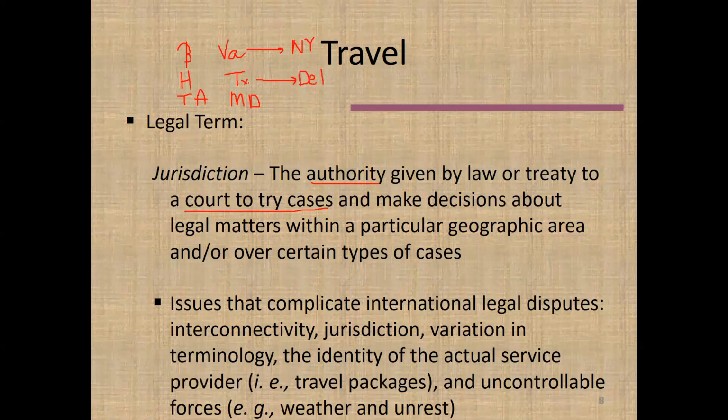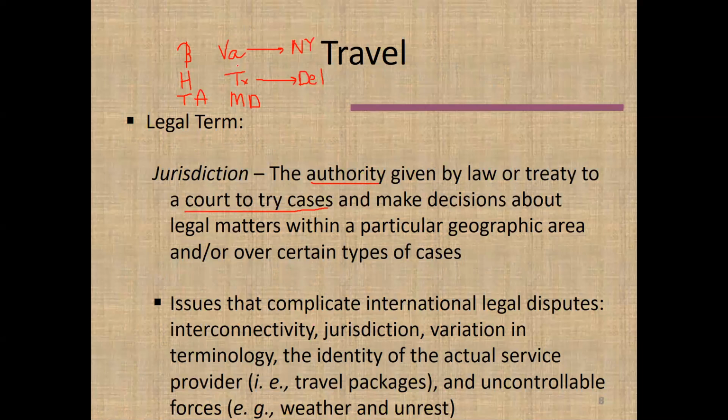So let's say Bob gets his way to the hotel, and when he's there, something bad happens to him. Maybe he's mugged in the hotel, maybe stuff is stolen from his room. Whatever happens, it happens, and now he is in a dispute with the hotel. Well, it's a pretty important issue about where the lawsuit is going to proceed.